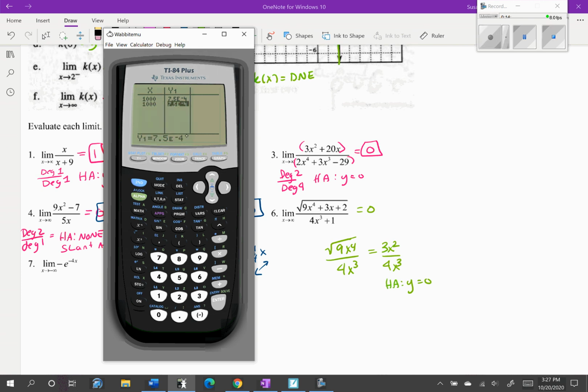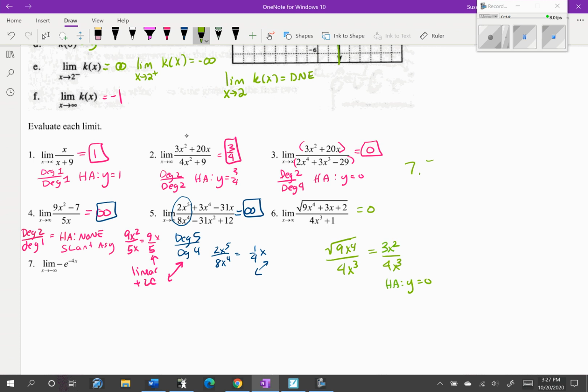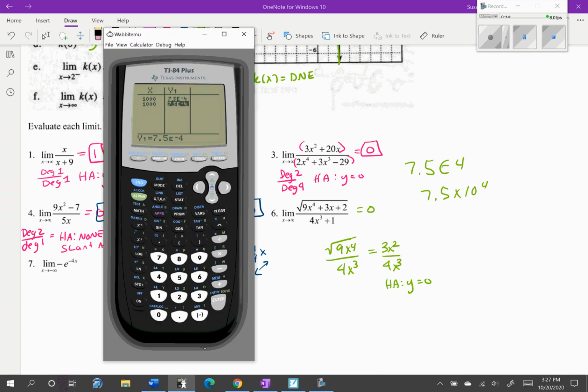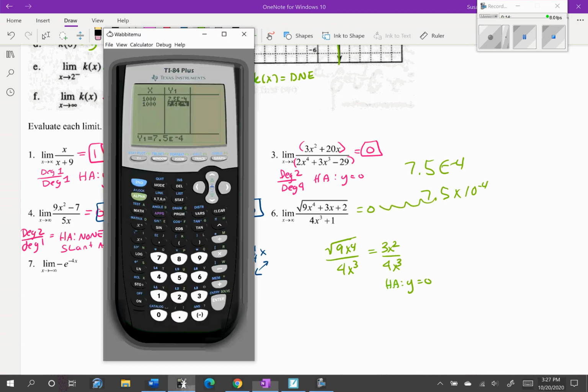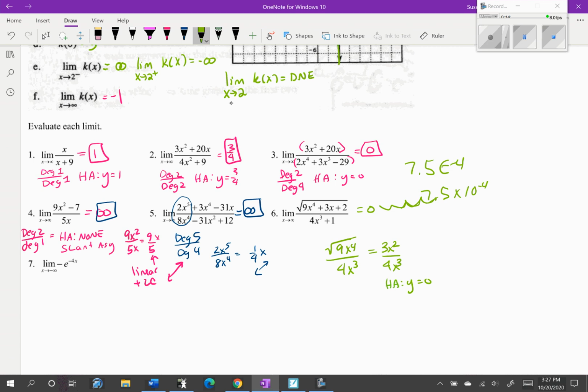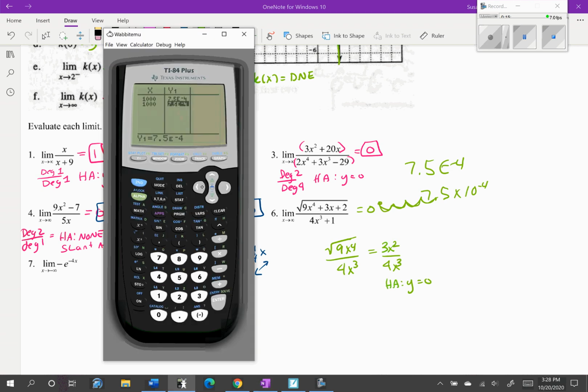So remember that if you see 7.5 e to the 4th, remember that's 7.5 times 10 to the 4th power, negative 4th power, sorry, it's negative 4. So that means you're moving your decimal place this way, not 10 times, sorry, 4 times because it's to the negative 4. So 1, 2, 3, 4 would be here. So that means that it's just getting closer and closer to 0.